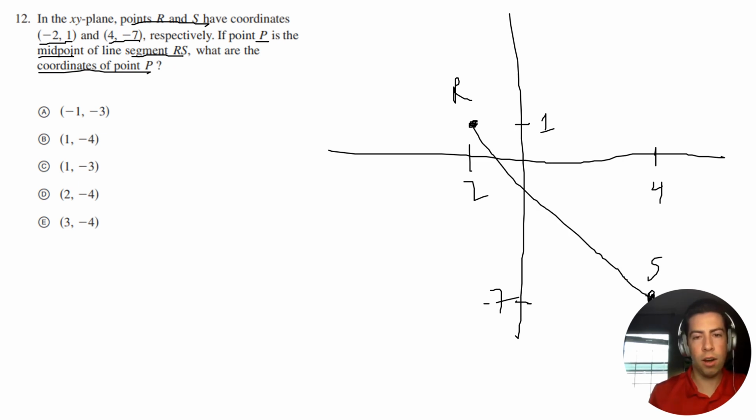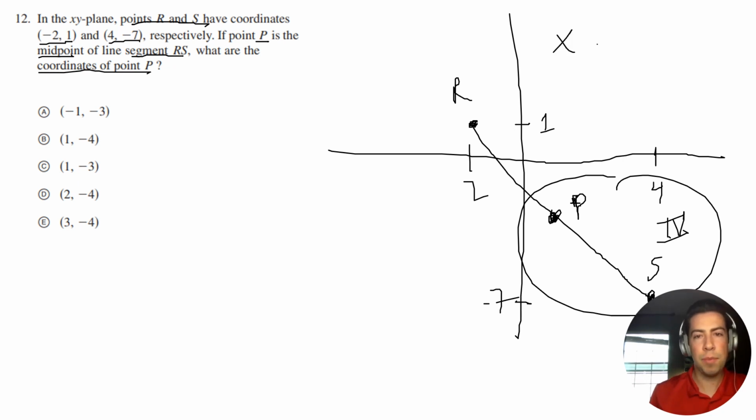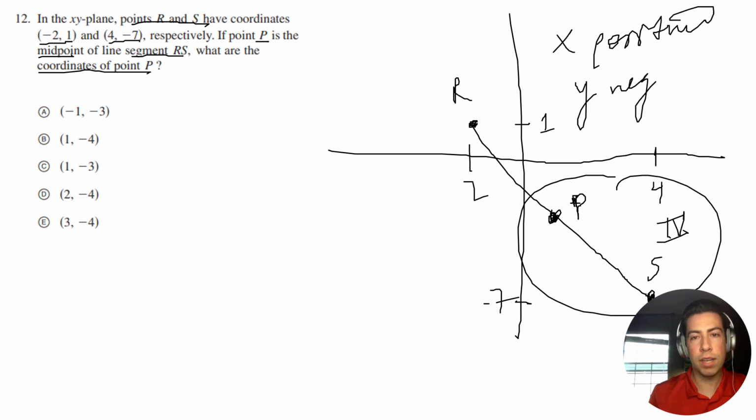So we know that our midpoint P is going to be about right there, just approximately. And from this knowledge, we know that midpoint P has to be in this fourth quadrant, right? So that means that X has to be positive and Y has to be negative, okay? So let's see if we can go ahead and just cross out any of these answer choices. So it looks like A definitely cannot be it because they're both negative, right?